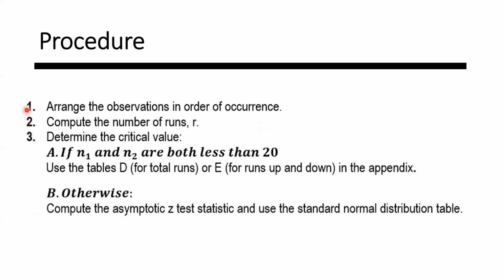Procedure. First, arrange the observations in the order of occurrence. Then, we compute the number of runs R, and we determine the critical value. If the sample sizes N1 and N2 are both less than 20, we can use table D for total runs or E for runs up and down in the appendix B. Otherwise, compute the asymptotic z-test and use the standard normal distribution table.